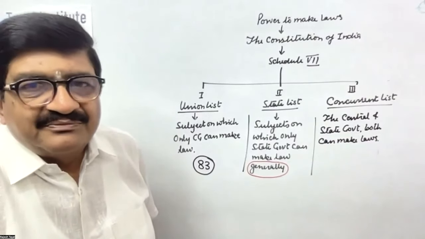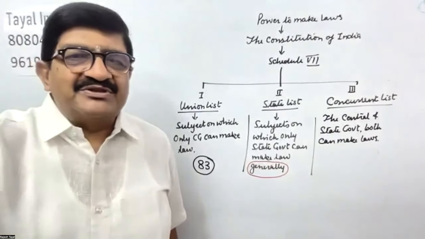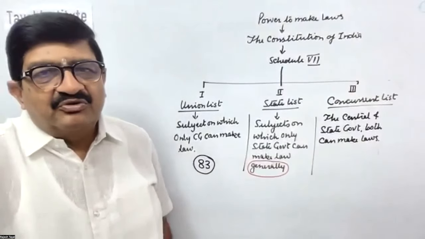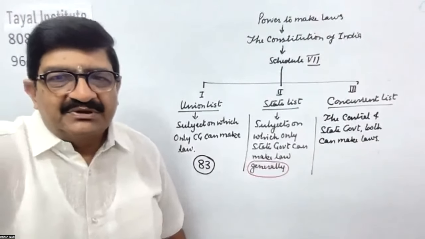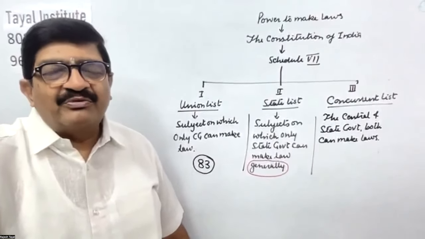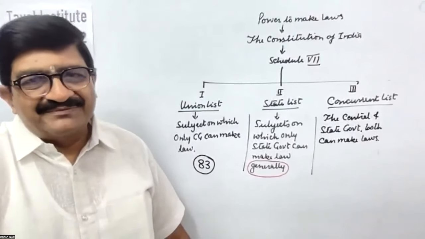So entry 83. Serial number 83 of Schedule 7, Union List. By chance, you can Google that: Schedule 7, Union List of the Constitution of India, and you will find entry number 83, which talks about tax on import and export of goods and services.